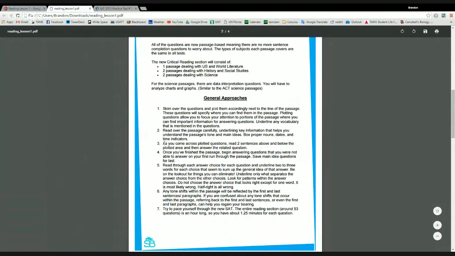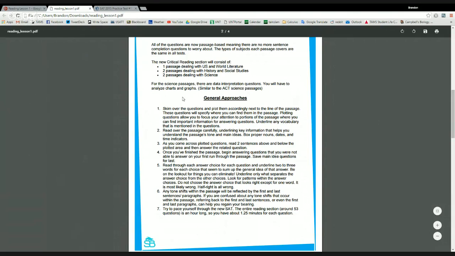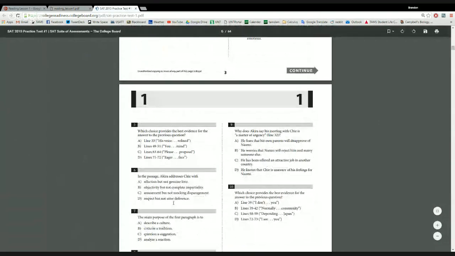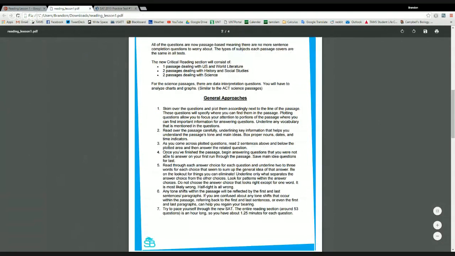Next, as you come across plotted questions, read two sentences above and below the plotted area, and then answer the related question. So when we plotted, let's say, line 32, "a matter of urgency," we go to line 32, and you don't only want to read this line that has "a matter of urgency." You want to read a little bit above and a little bit below, so you can get the general context of the question.